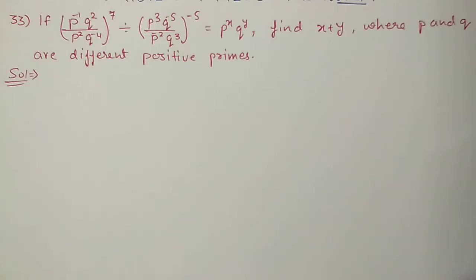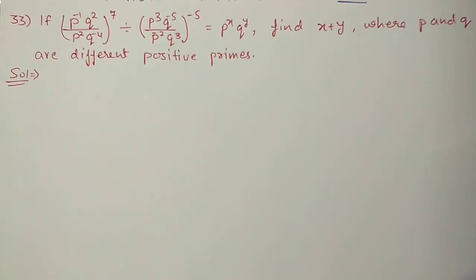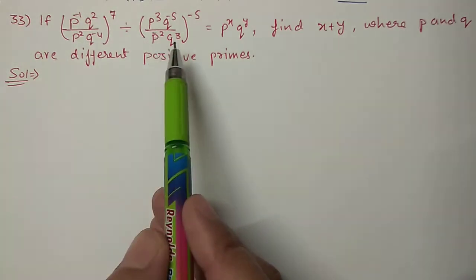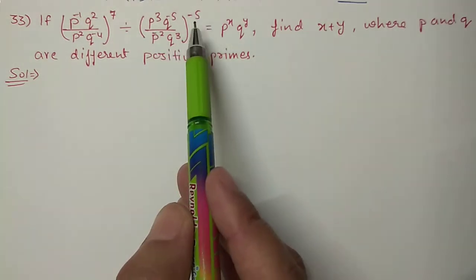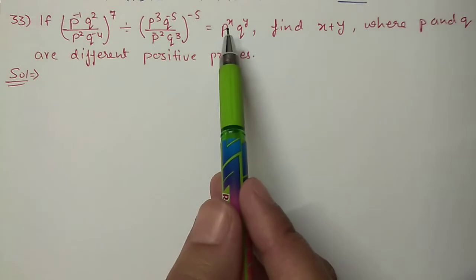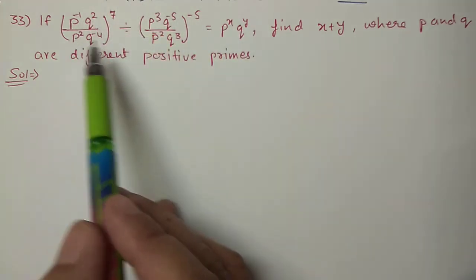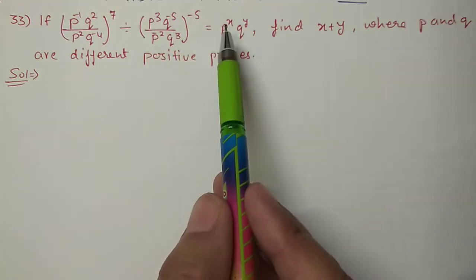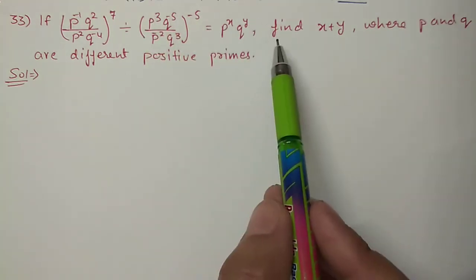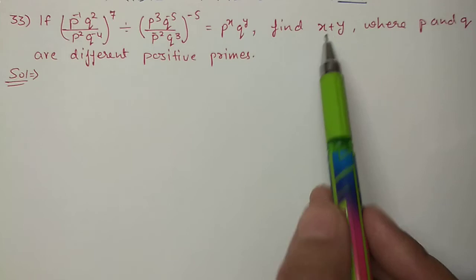Next, question number 33. If (p power minus 1 q power 2 divided by p power 2 q power minus 4) whole to the power 7 divided by (p power 3 q power minus 5 divided by p power minus 2 q power 3) whole to the power minus 5, which is equal to p to the power x q to the power y. So first, with the help of this given condition, we will find out the value of x and y, then we will find out the value of x plus y.